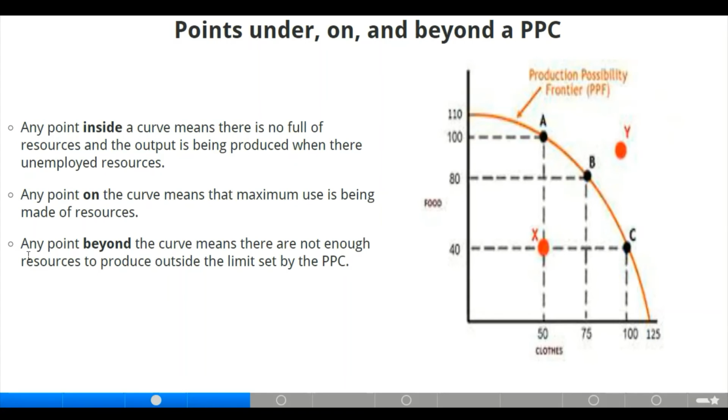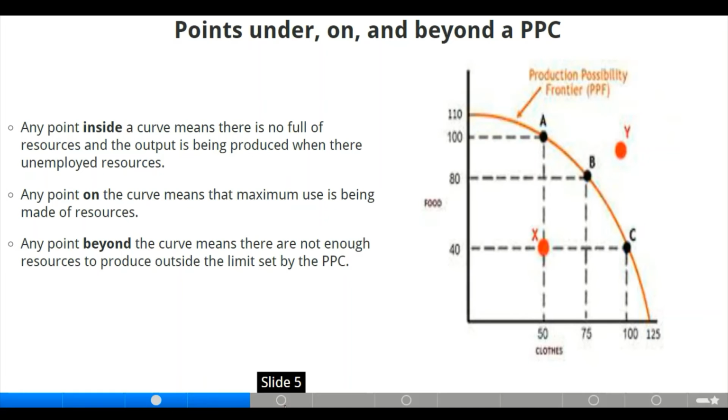Now, let's check the third kind of point. Any point beyond the curve means there are not enough resources to produce outside the limit set by the PPC. As you can see, we have point Y here. It is beyond and outside the production possibility curve.